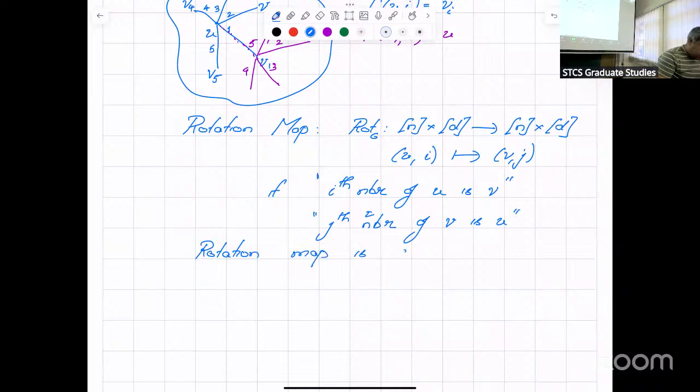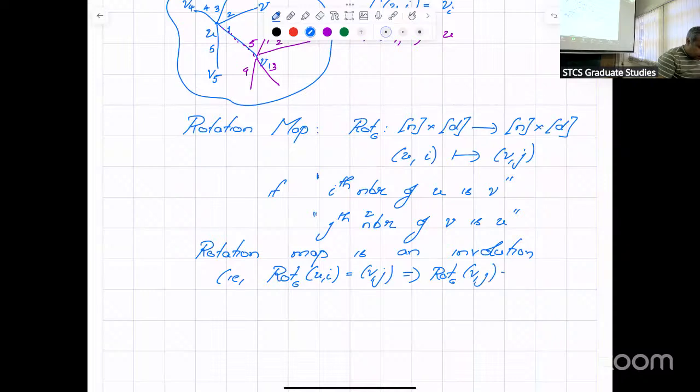Is an involution. That is, rot G of (U, I) equals (V, J) implies rot G of (V, J) equals (U, I).